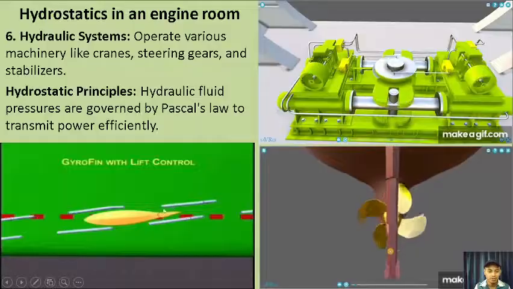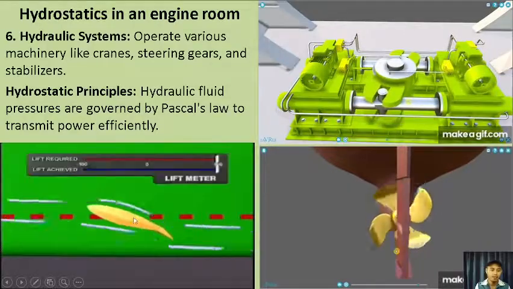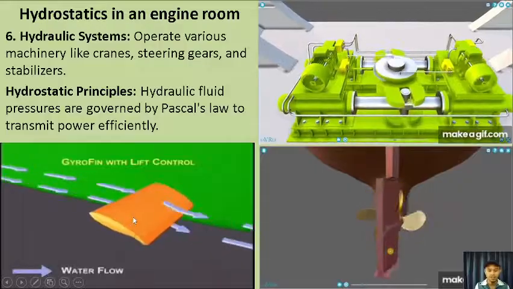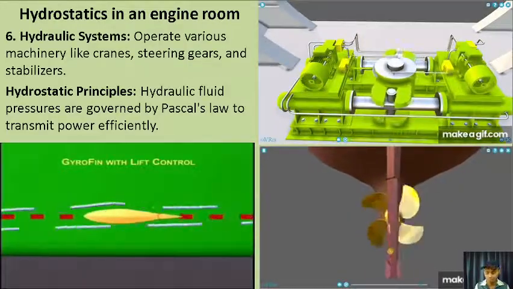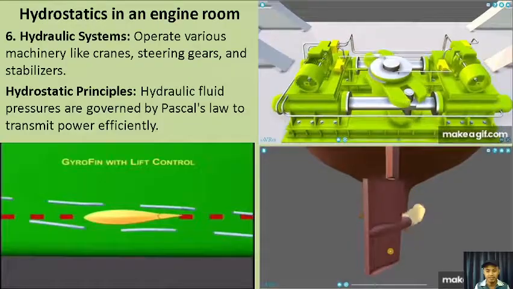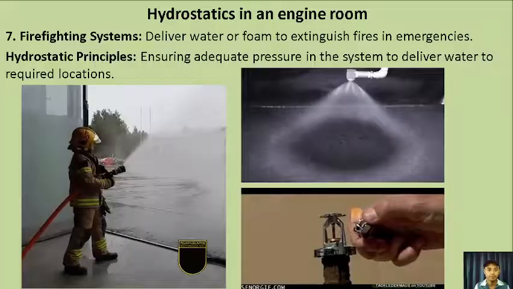And then another example for hydraulic systems in hydrostatics is the use of the gyro fin. So ito ay gyro fin stabilizer para ma-stabilize natin yung barko, hindi siya masyadong malakas yung pag-movements niya. So nilagay yan sa gilid ng barko, especially pag yung barko mo is on cruise ships.